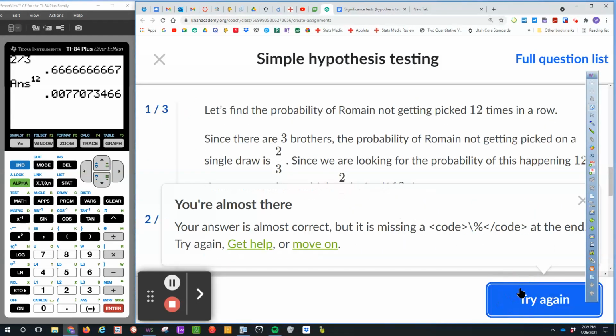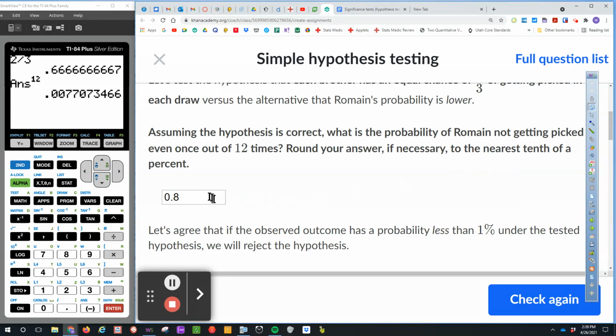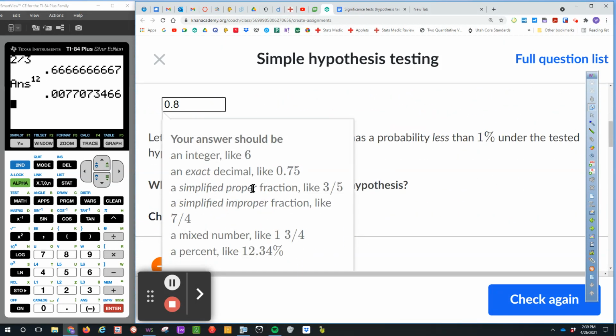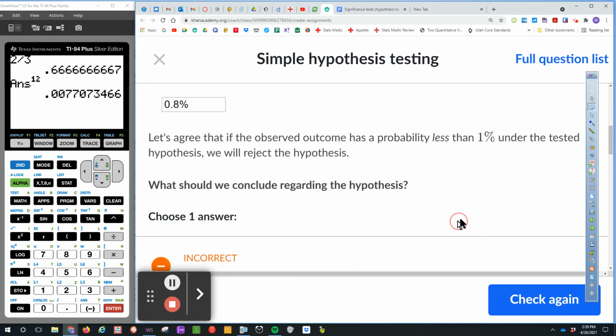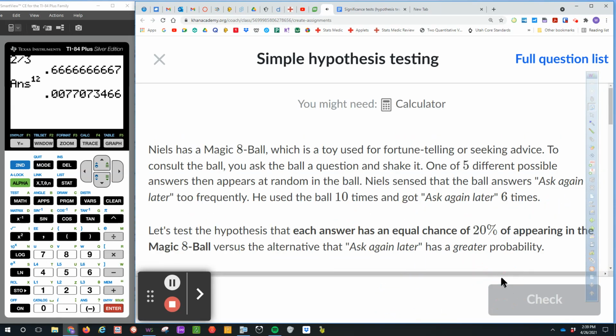Check again, but it's missing a code at the end. Okay, so they're really being stubborn. Well, not stubborn, it's like we forgot to put it. Okay, all right, let's do another one.